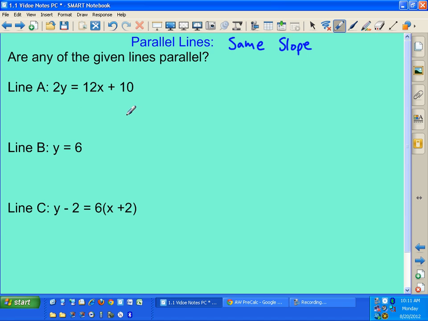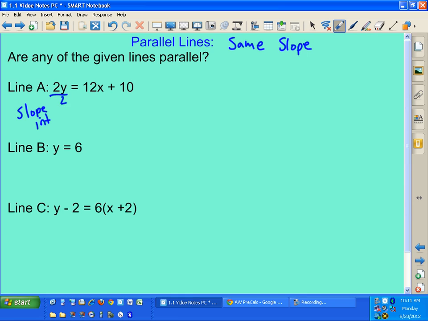So if I write it in slope-intercept form or point-slope, I should have a pretty good idea what the slopes are. So to get this guy into slope-intercept form, I'm going to divide everything by 2.